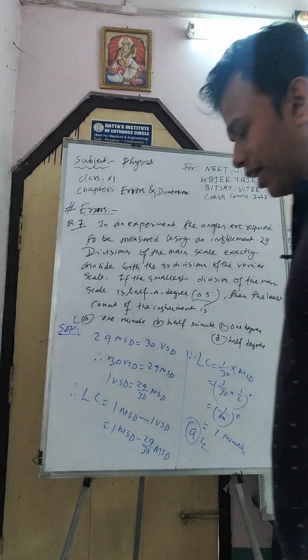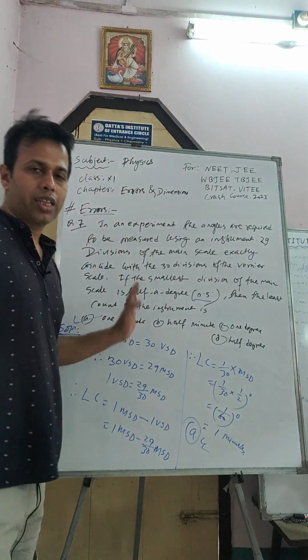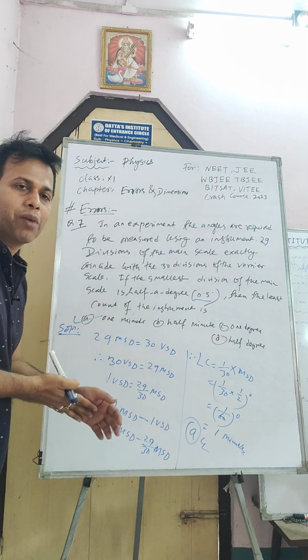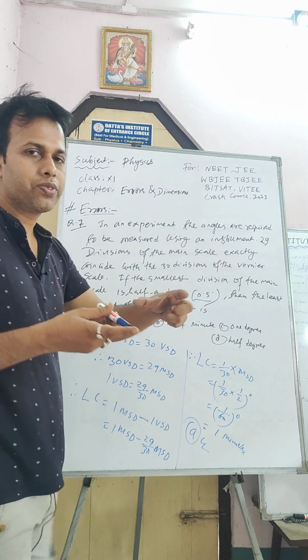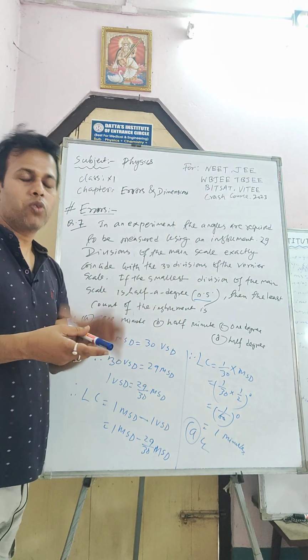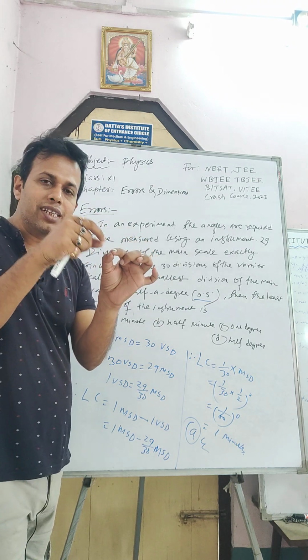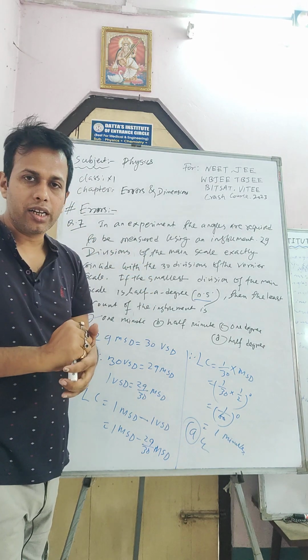So what I am doing, let me explain it short again. There is an experiment you have to do in the lab in class 11. You already did it, and the experiment is vernier scale levers. Say you mark one student or you find out 29 divisions of the main scale exactly coincide, that is exactly matching, with 30 divisions of the vernier scale.